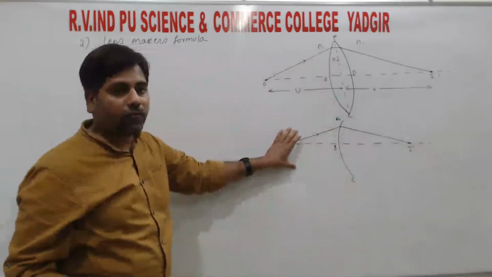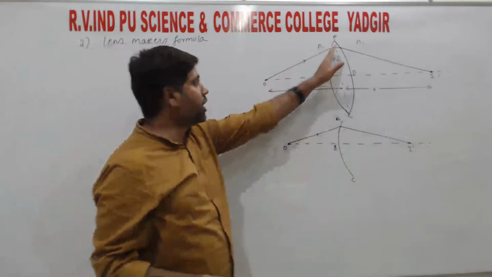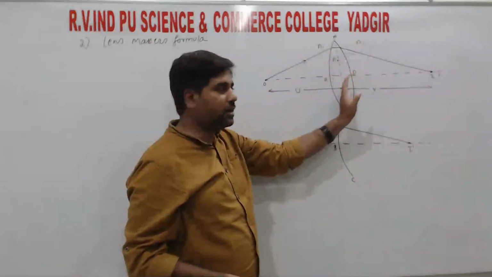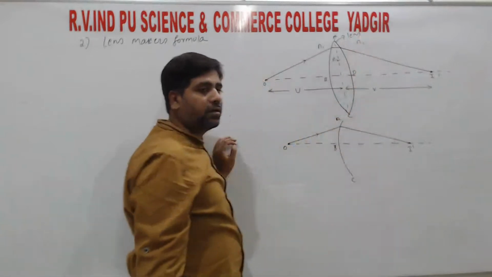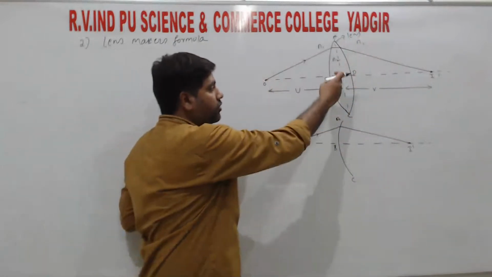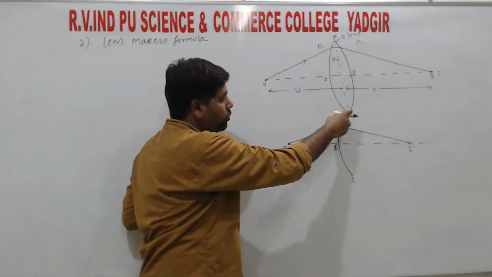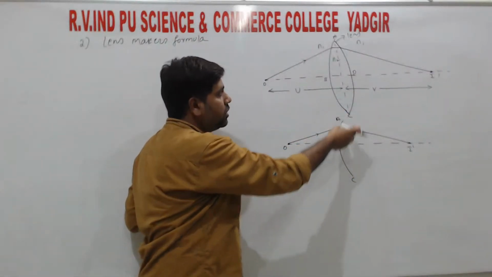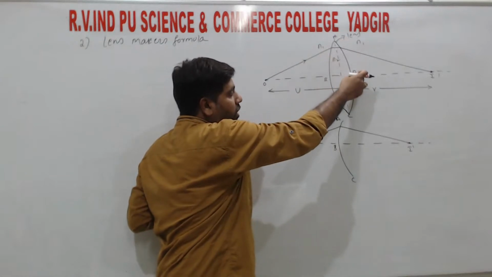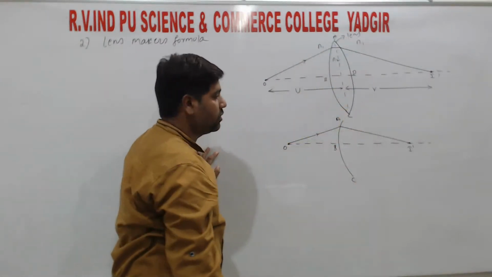So this is for the first refracting surface. Here we have two refracting surfaces in the lens, right? This one is the lens, right? So two refracting surfaces, split into two parts. One is the first refracting surface ABC. Next we are going to discuss the second refracting surface, that is ADC, right?